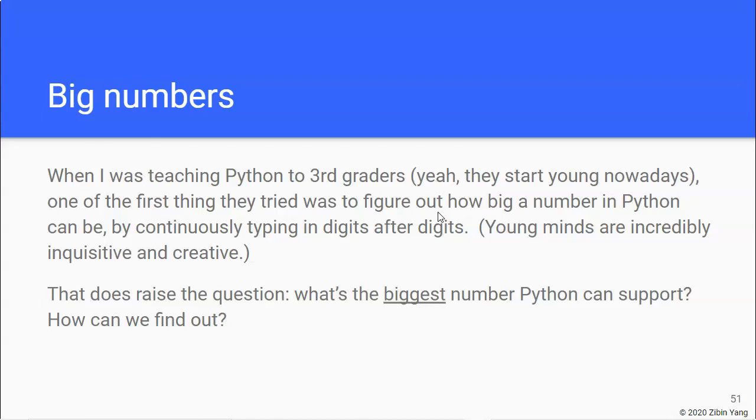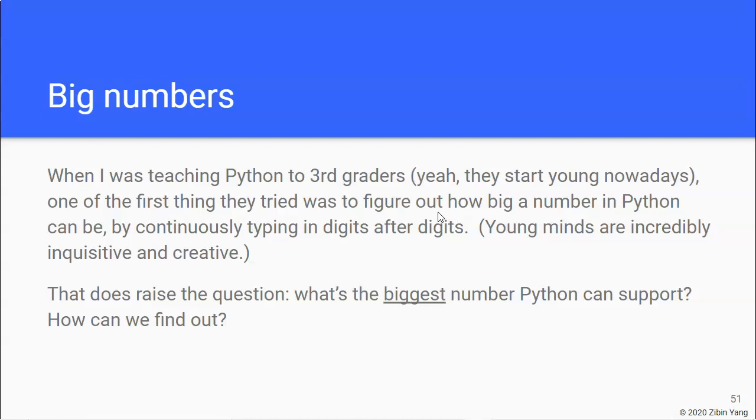So anyway, one of the first things that these third graders tried to do was figure out how big a number they could type in Python. What they do is they just keep holding down a number key like the 3 for a really long time, or they type random digits, and they try to construct a really big number and see what happens in Python. So that's all great. It's a fun story, but that does raise the question then, what is the biggest number that Python can support? And how can we find out?